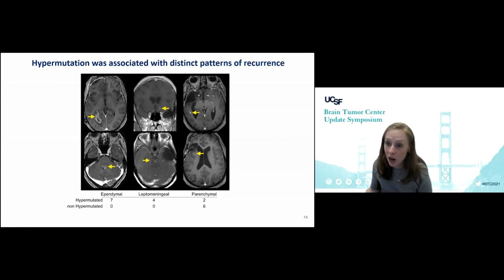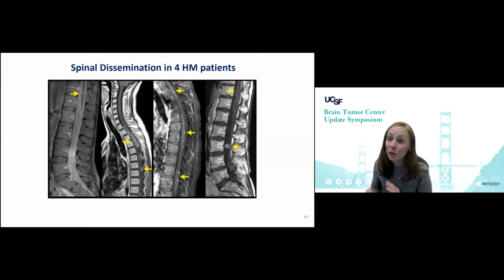This was in stark contrast to the 6 patients in the non-hypermutated group that had discontiguous disease. All of them were parenchymal. We didn't see dissemination in any of those patients. And in fact, in the hypermutated group, we saw 4 patients that had spinal dissemination. One of these patients actually underwent a rapid autopsy of the spinal deposit and had exome sequencing done there, and it demonstrated a hypermutated clone identified from a previously intracranial hypermutated clone.